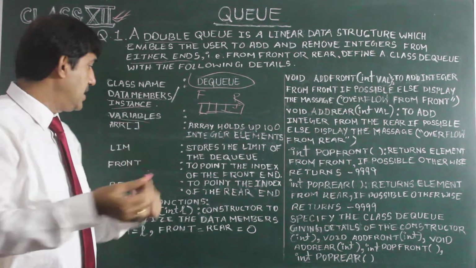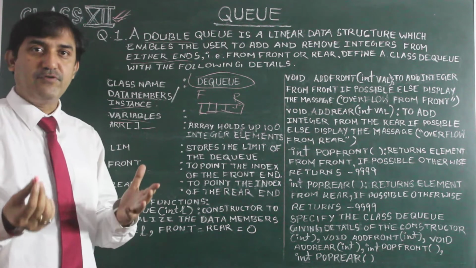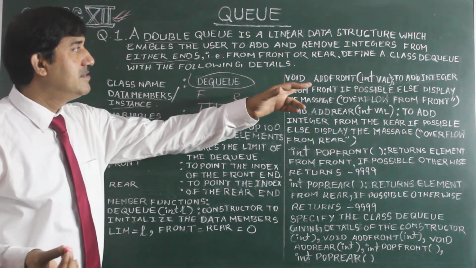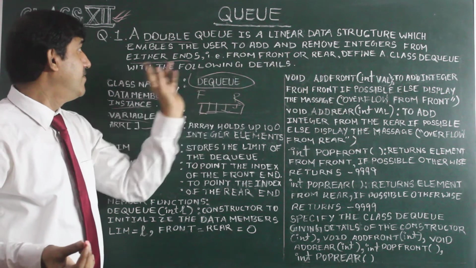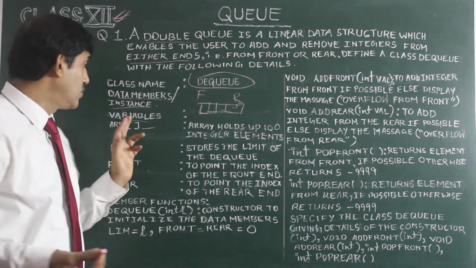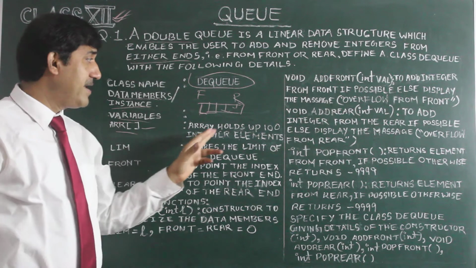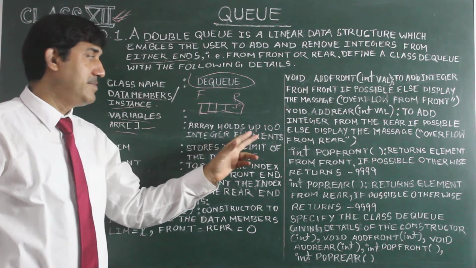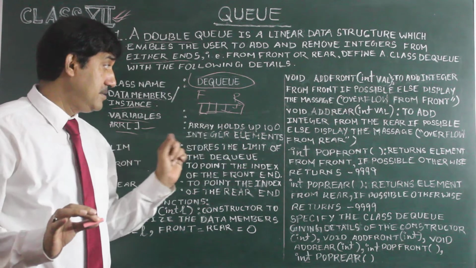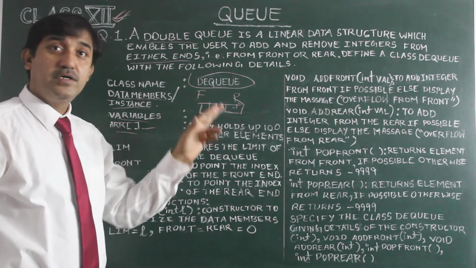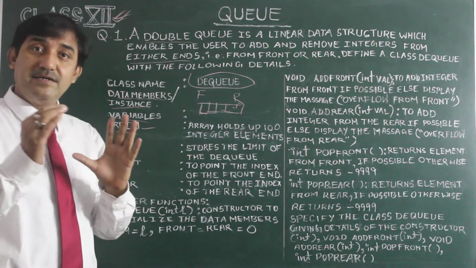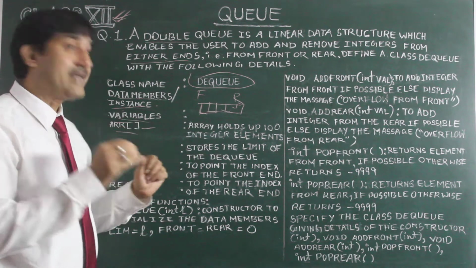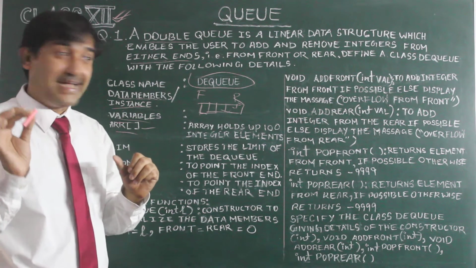So what are those things? You have the array. In the problem you find that it is an integer from either end, so you make an integer array. The array holds up to 100 integer elements. So you know that the type of the data is integer, and it can hold 100. That is the value, the space up to which you can take.